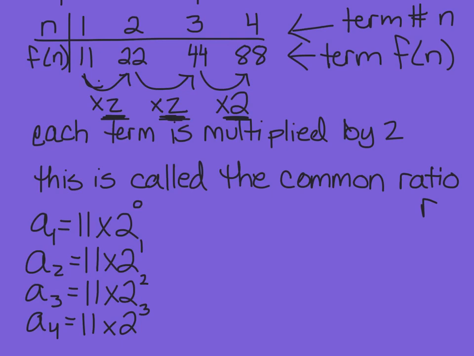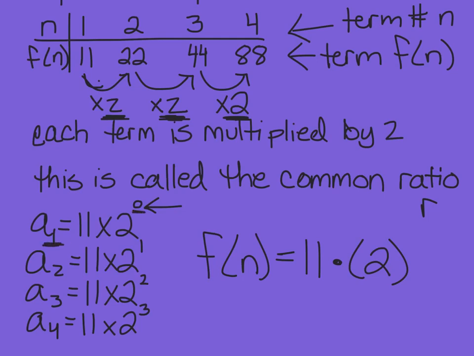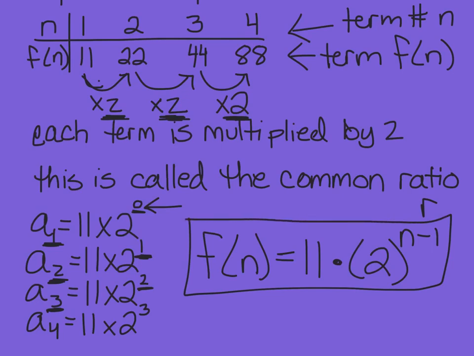So we could figure out our pattern by taking each term, f of n, each term is going to be 11 times our common ratio 2, and then look at the power. When we're doing term number 1, our power is 0. For term number 2, our power is 1. For term number 3, our power is 2, and so on. So we're raising it to the n minus 1 power. That's our equation for this geometric sequence.